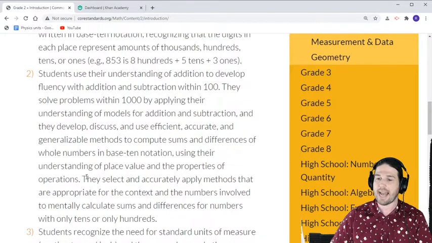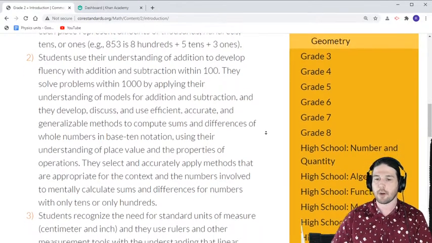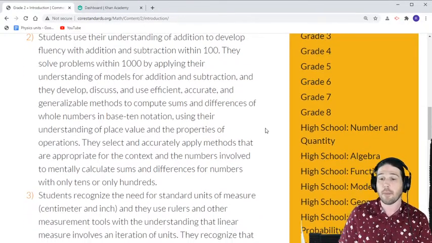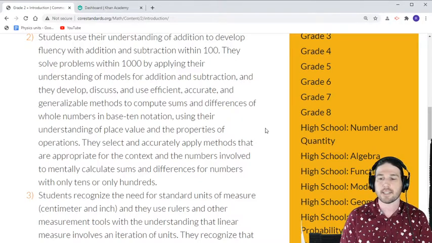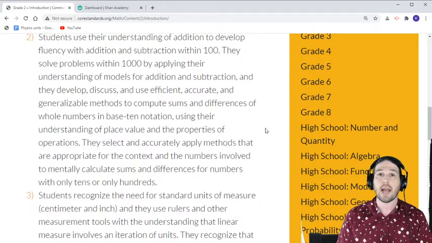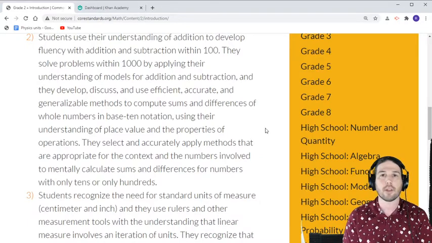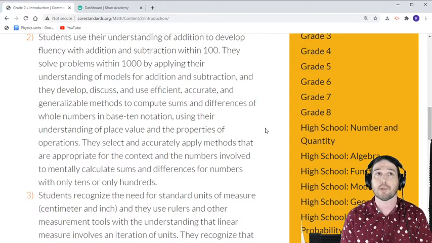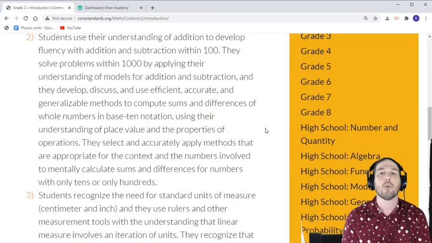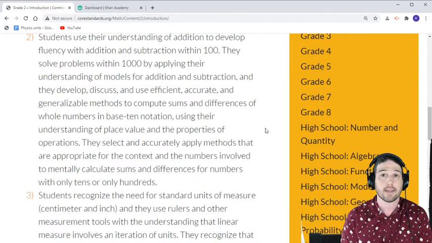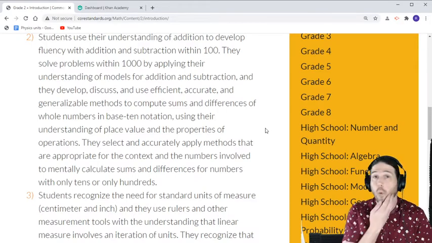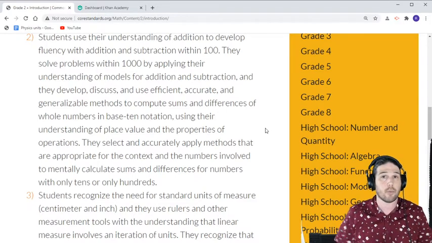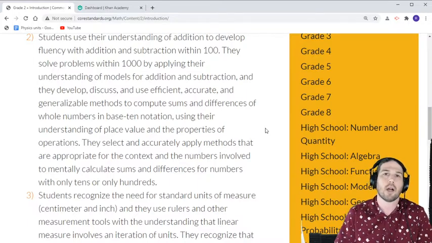They select and accurately apply methods that are appropriate for the context and the numbers involved to mentally calculate sums and differences for numbers with only tens or only hundreds. And this is like when I went on social media, when I went on Twitter, and I asked people, if you were doing 17 plus 62, how would you actually do that in your head? And I got lots of wonderful and diverse responses to that, and that's what we're talking about here.